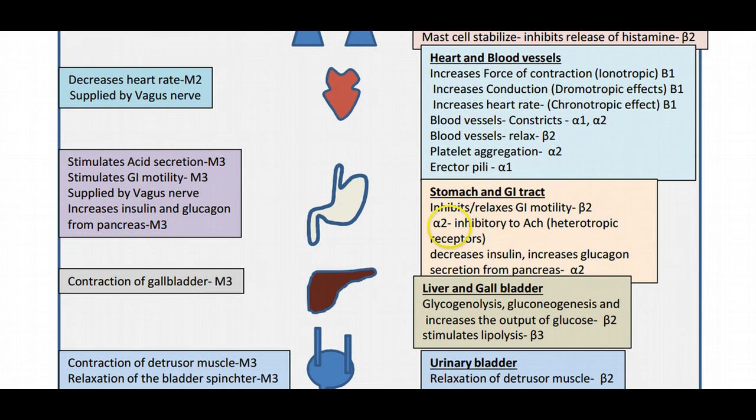Whereas the alpha 2 receptor has a different role. We call it a heteroreceptor, where alpha 2, which is a branch of the sympathetic system, ends on the cholinergic system, that is, it inhibits the acetylcholine release, thereby again relaxing the GI tract. And it is also known to decrease insulin and increase glucagon secretion from the pancreas.